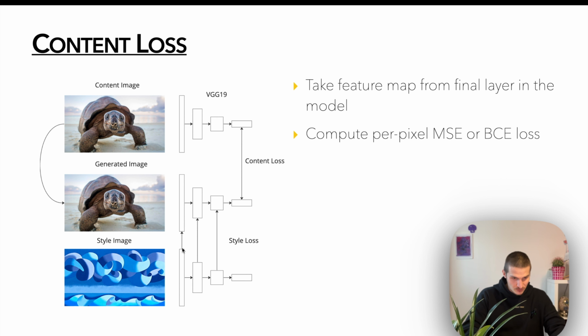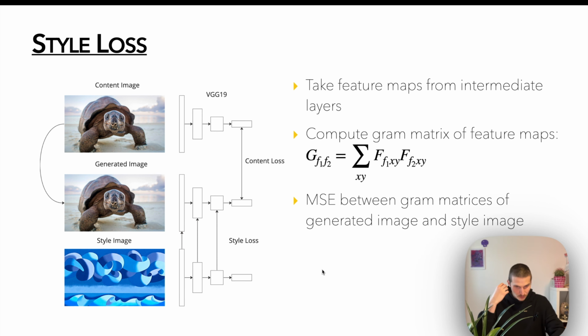And then for the style image, we use these earlier layers that represent less of the content of the image, but more of the texture, maybe the type of brush and stroke used to paint that, or just the overall color composition and so on. When we compute style loss, apart from only comparing the earlier layers within the model, we also use this Gram matrix that I will talk about a bit later.